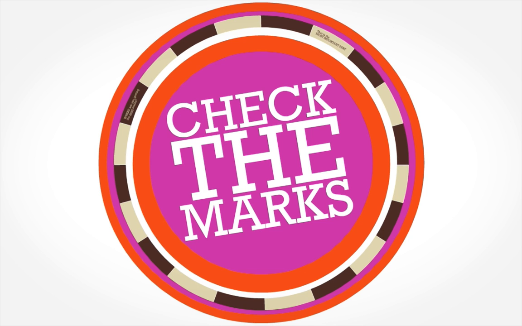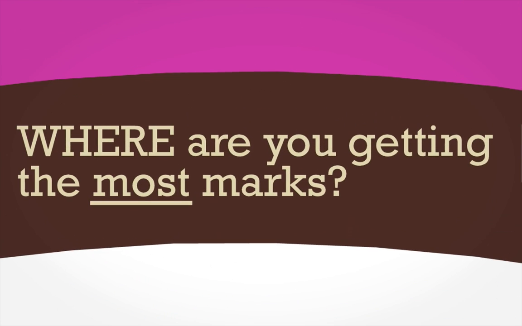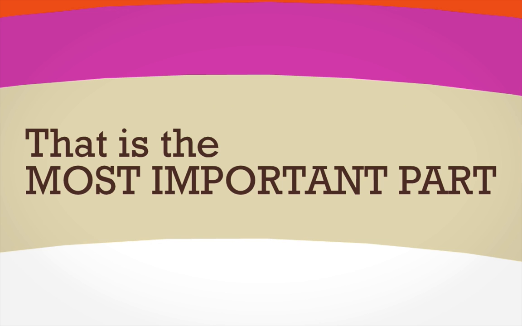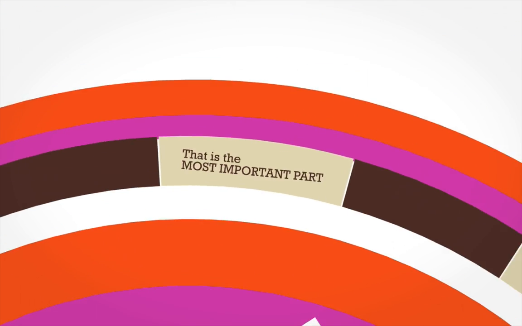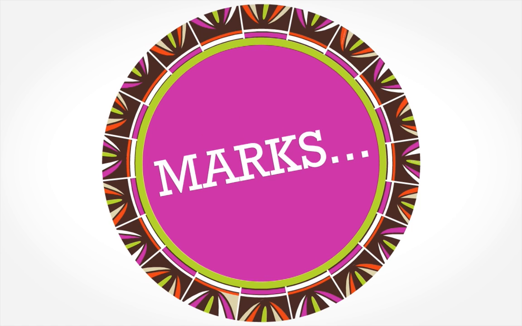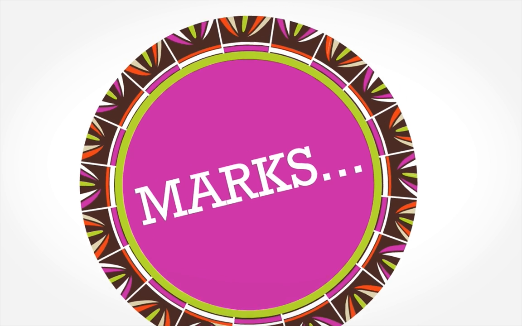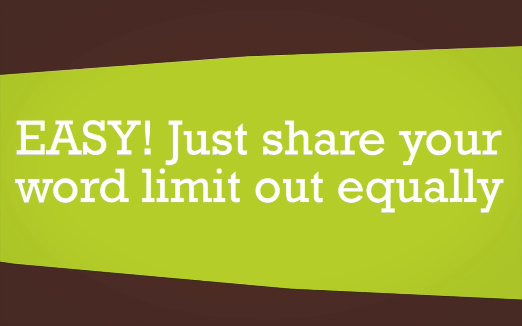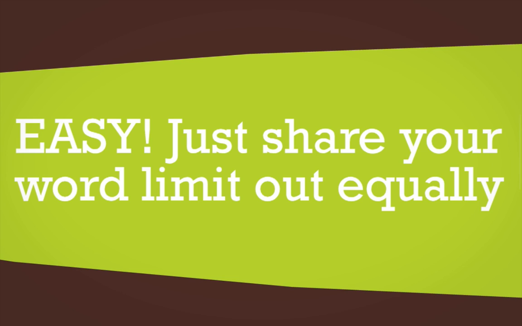Check the marks for each section of the task. For example, if there are more marks for some criteria or sections, you should make sure these criteria are addressed really well. Weight your word count towards criteria or sections of the task that are worth more marks. For example, if one section is worth 5 marks and another is worth 10, then twice as many words in your word count should be used for the section that is worth 10 marks. If your task has equal marks for each section, then just share out the word total equally between each of the marking criteria or sections.